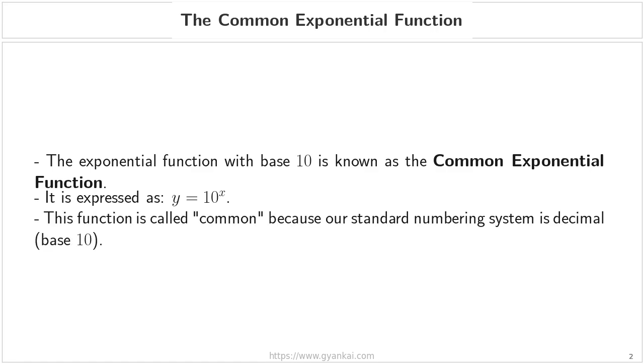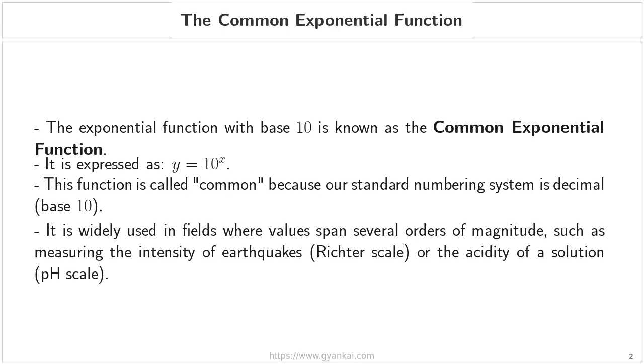You might wonder why we use the term common here. This is because our standard numbering system is a decimal system, which is fundamentally based on the number 10, making this base the most intuitive for our everyday calculations. Because of this property, the common exponential function is widely used in various scientific fields to handle values that span several orders of magnitude. A great example of this is the Richter scale, used to measure the intensity of earthquakes, or the pH scale, which measures the acidity of a solution.